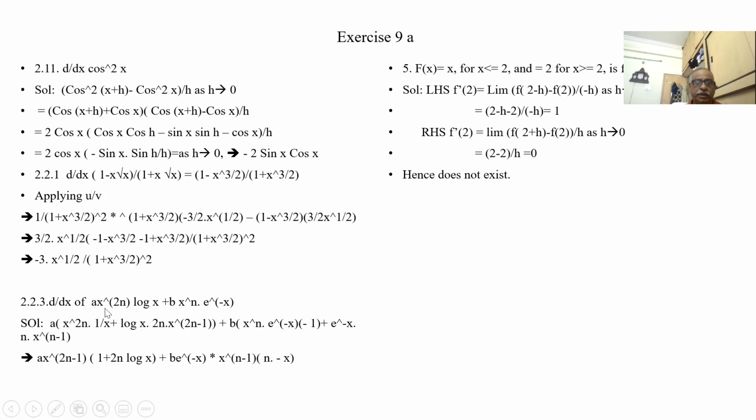Okay. Now you see here: a x to the power of 2n log x plus b x to the power of n into e to the power of minus x. It's simple. So a x to the power of 2n, differentiation of log x is 1 by x. Log x into differentiation of a x to the power of 2n, which is 2n into x to the power of 2n minus 1, plus b into n into x to the power of n minus 1 e to the power of minus x plus x to the power of n into e to the power of minus x into minus 1. A simple expansion.